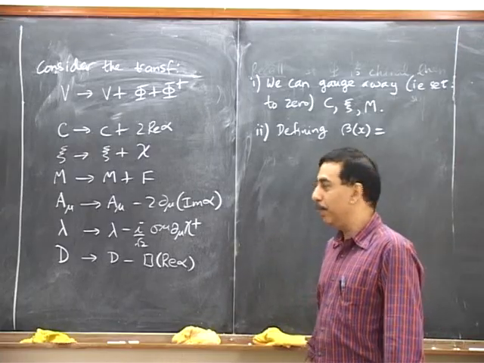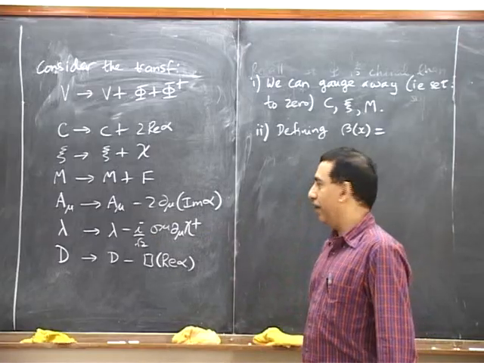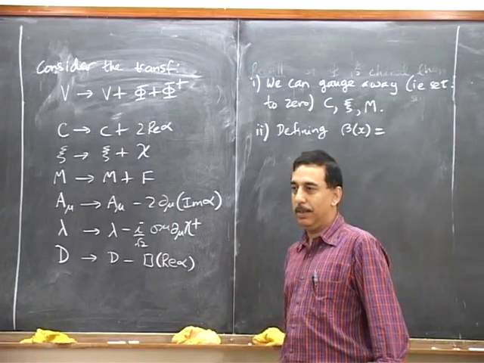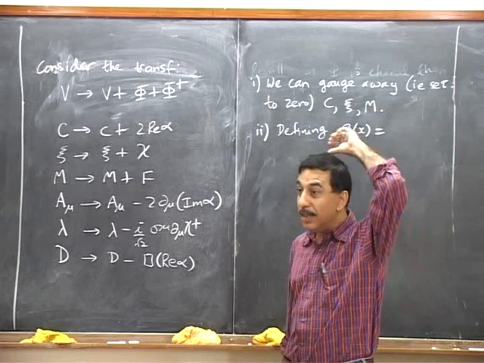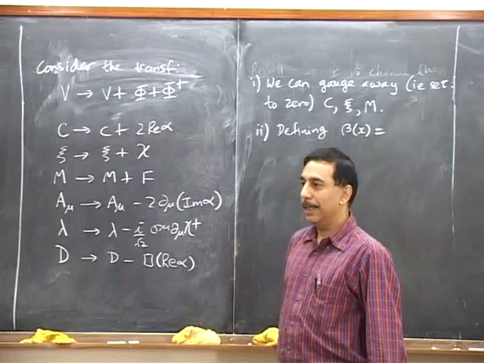If this worries you, please consider the fact that F mu nu is the curl of A, and if A mu was d mu of something, then F mu nu for that would be 0. So you can gauge away C. What can you do with the other one? Because you choose alpha to be minus C. Okay, there's a derivative there.